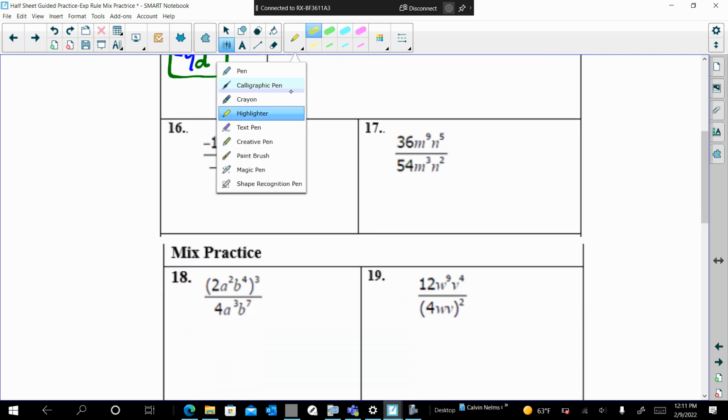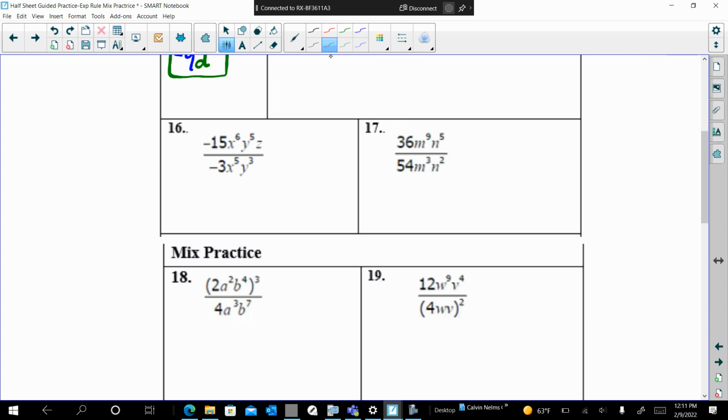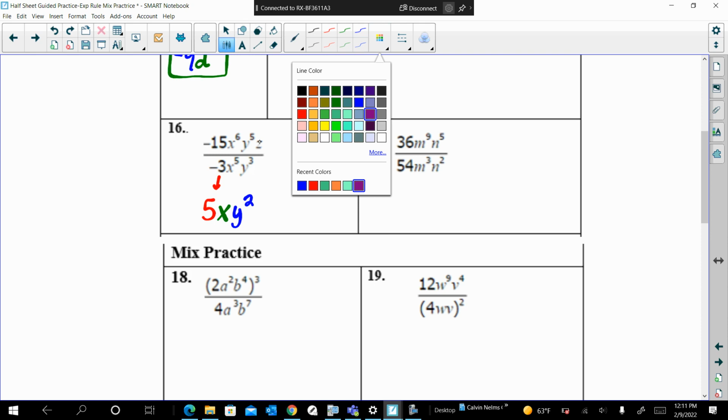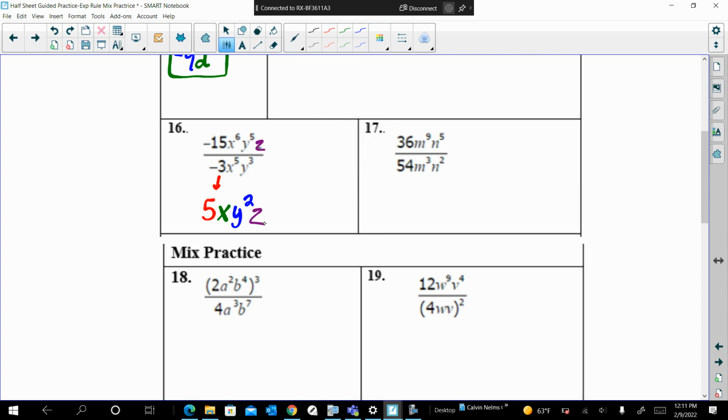All right, so let's simplify 16. Negative 15 divided by negative 3. Positive 5. All right, then we go to the letters. We got an x. X to the first power or just x. Then we go to the y's. Y to the second power. And I just now saw that we have also a z, and it's just a z. So this is our final answer.